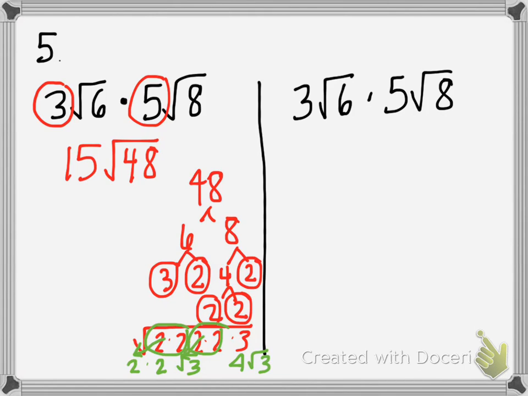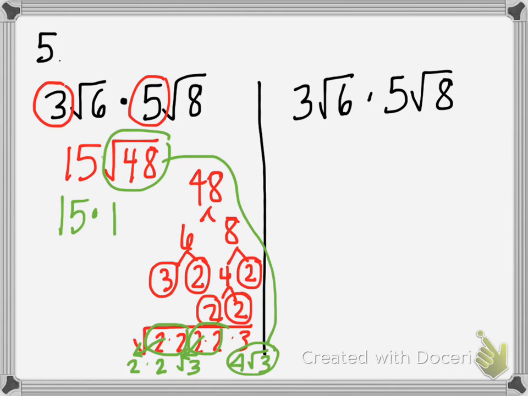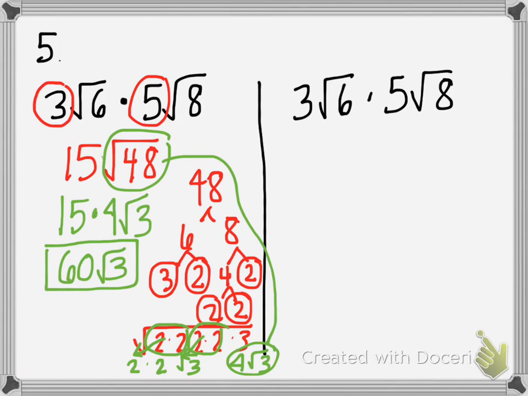So right now I have 15 times, there's an invisible multiplication symbol here in between the 15 and the root 48. So it is 15 times root 48. I'm going to replace the square root of 48 with what I simplified it as, 4 root 3. So it's 15 times 4 root 3. So from here, all we need to do is multiply 15 times 4, which is 60. So 60 root 3 would be the simplified answer.